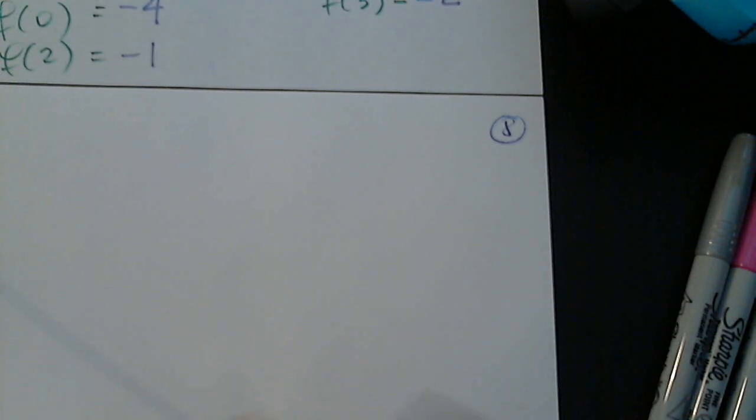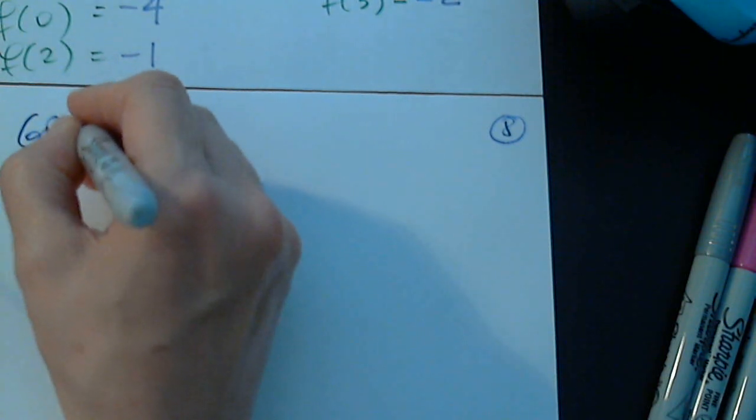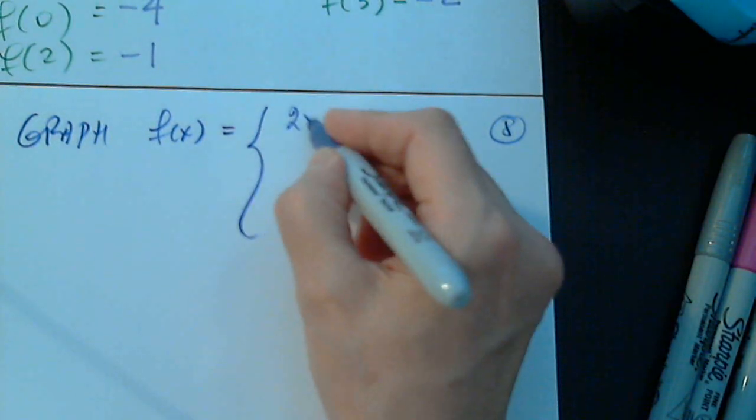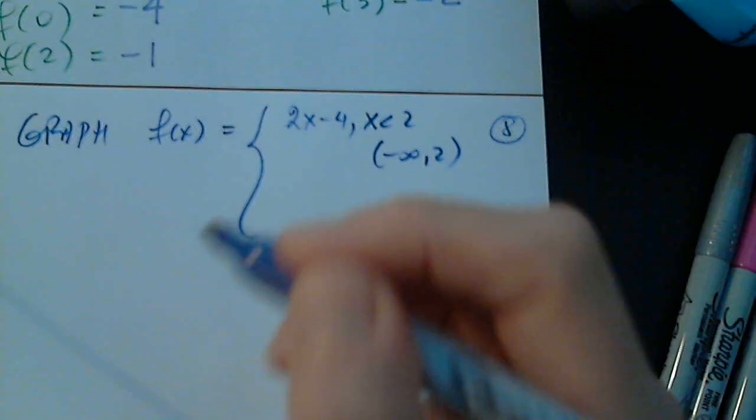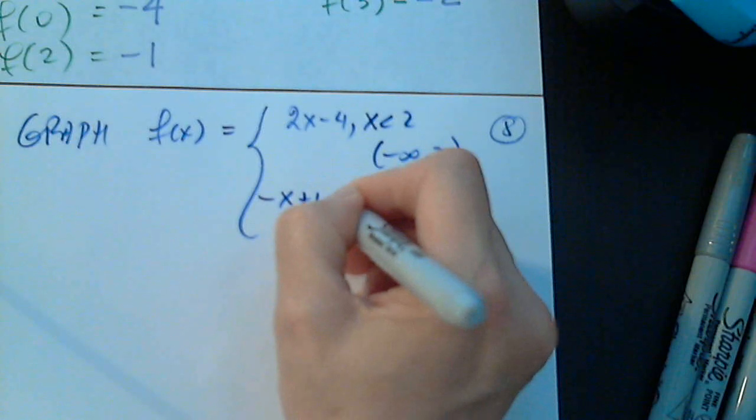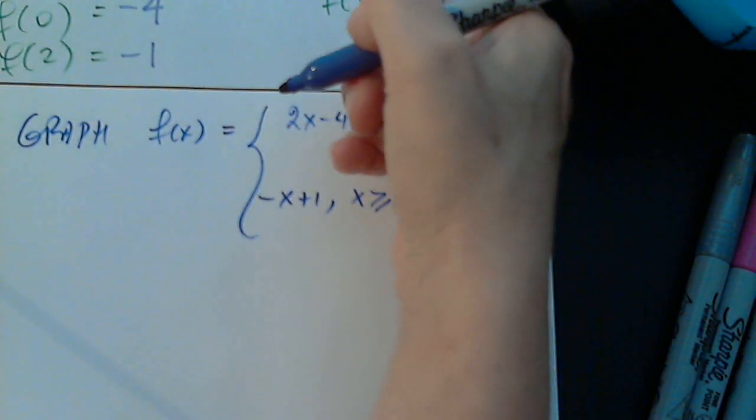Okay, now we want to graph it. Graph f of x. I'm going to copy it here so I can remove this. 2x minus 4, for x less than 2. I'm going to copy that too. It's very important. And I'm going to copy negative x plus 1 for x greater than or equal to 2, and I'm going to copy this interval.